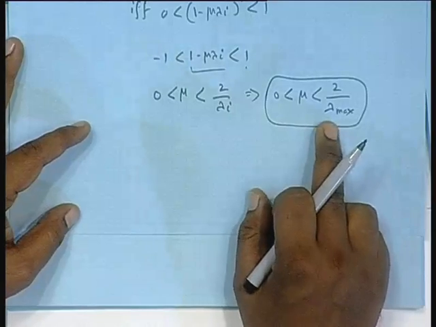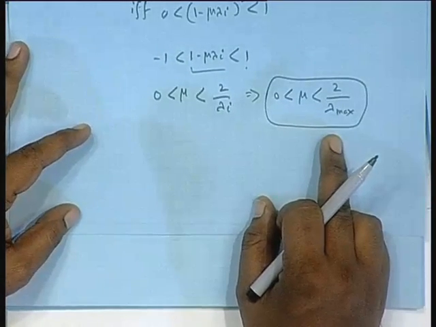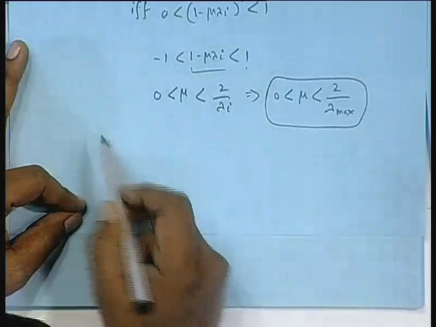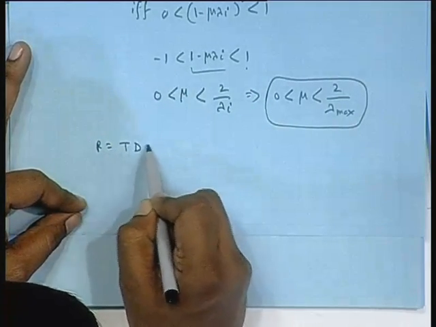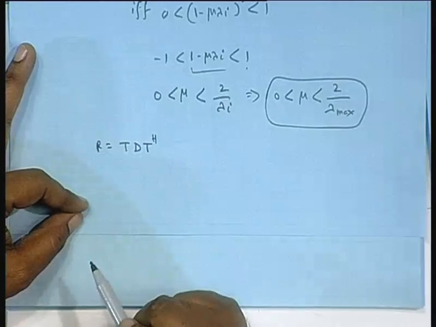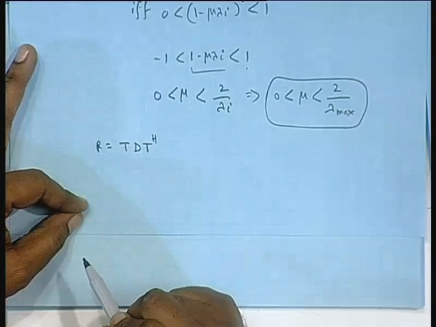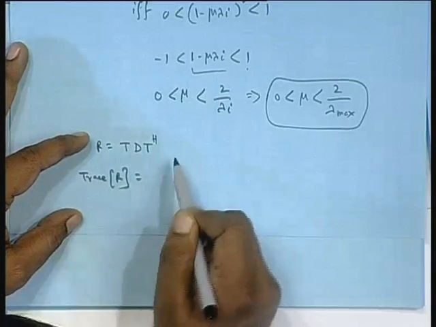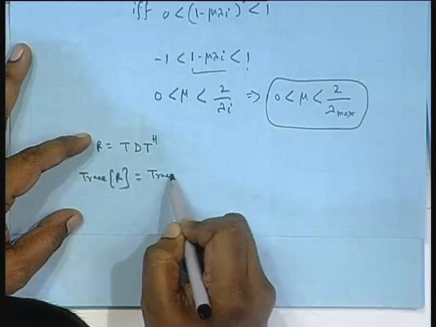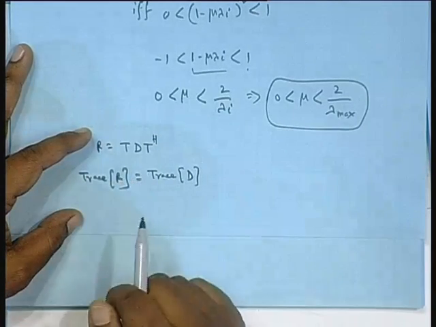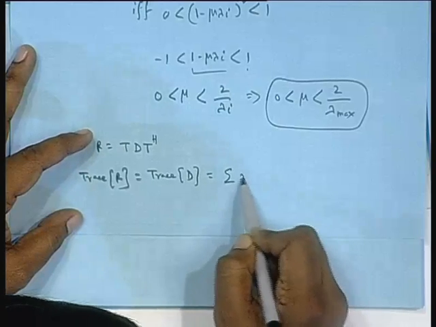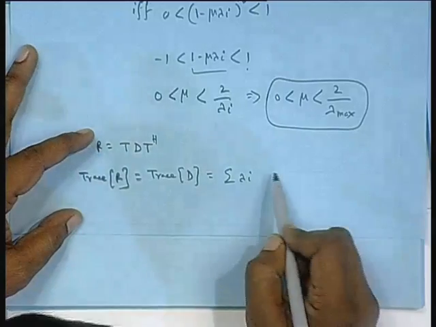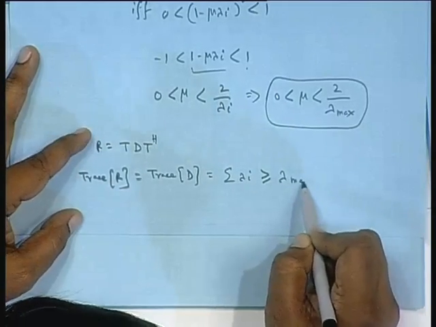But sometimes computing eigenvalues is a problem. So, from this we derive a slightly stronger bound. You know that R is T D T Hermitian, isn't it? So, can we say that trace of R is the same as trace of D, that we have seen already, isn't it? Trace of R is the summation of lambda i's, which is greater than or equal to lambda max.